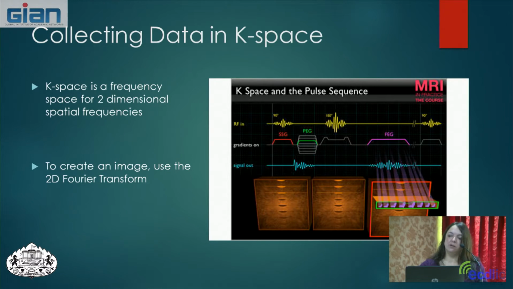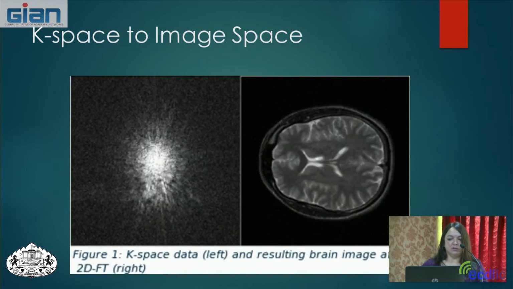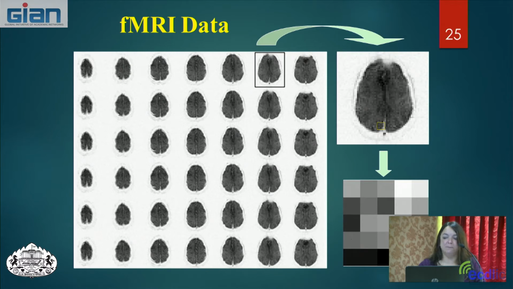Okay, so again, we have to remember that when we collect our functional MRI data, just like when we collect our regular MRI data, this data is collected in K-space. So it's collected in the frequency space. And to actually get to our image, we need to use a 2D Fourier transform. So again, on the left is the K-space, and on the right is an anatomical image. But like I said, we still need to use this with our functional data.